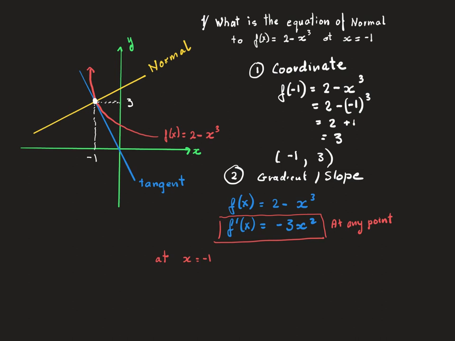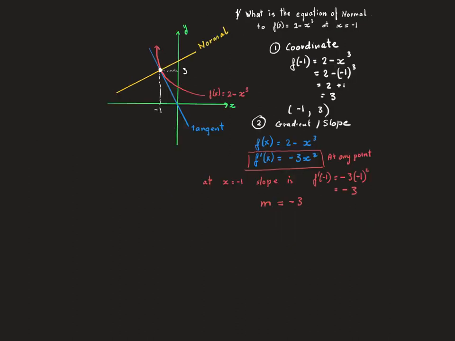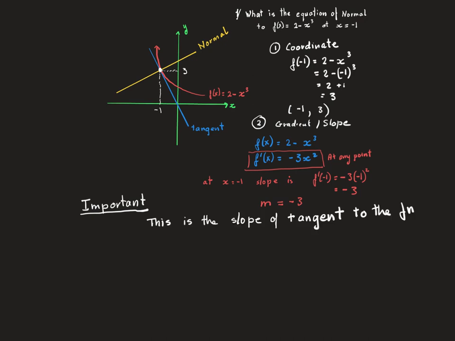So let's look at the derivative at x equals -1. We're looking for the slope. Substituting -1 for x, we get -3 times (-1) squared, and that is going to give us -3. So the slope, which we will identify as m, is -3. Important: this is the slope of the tangent to the function.